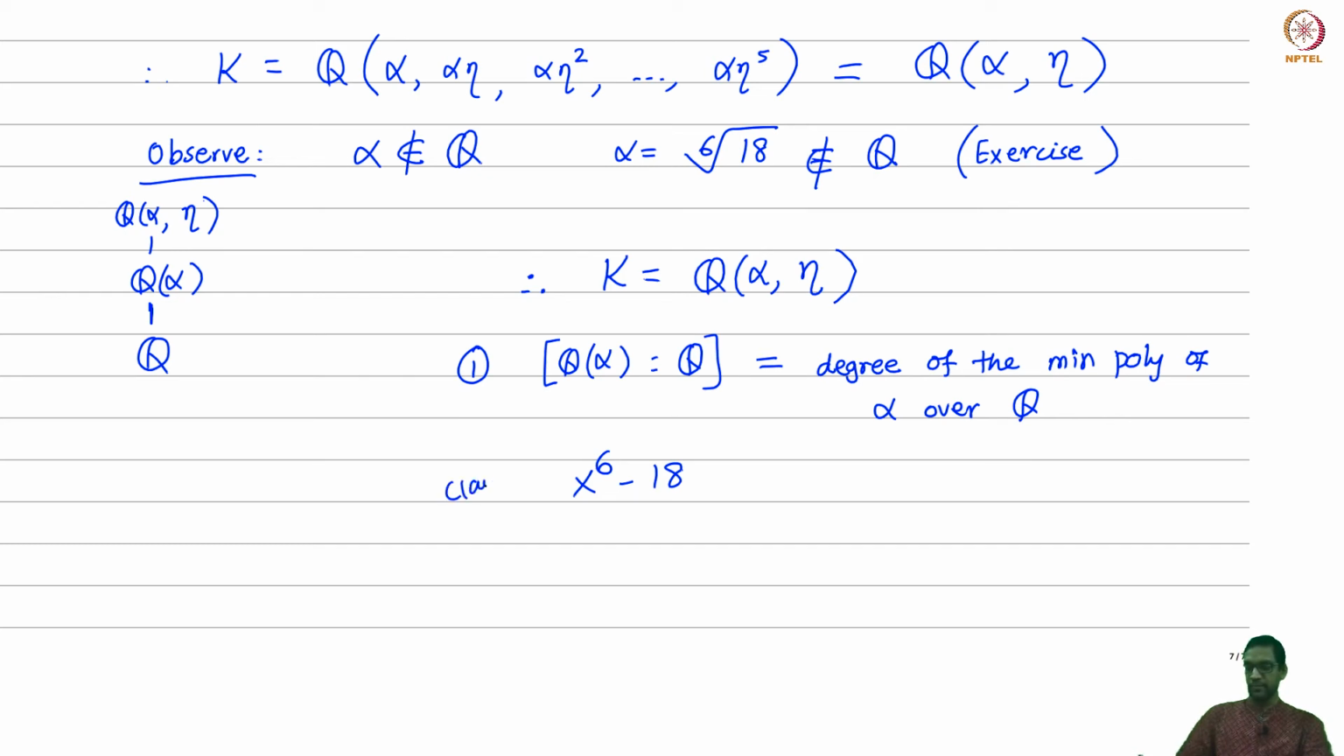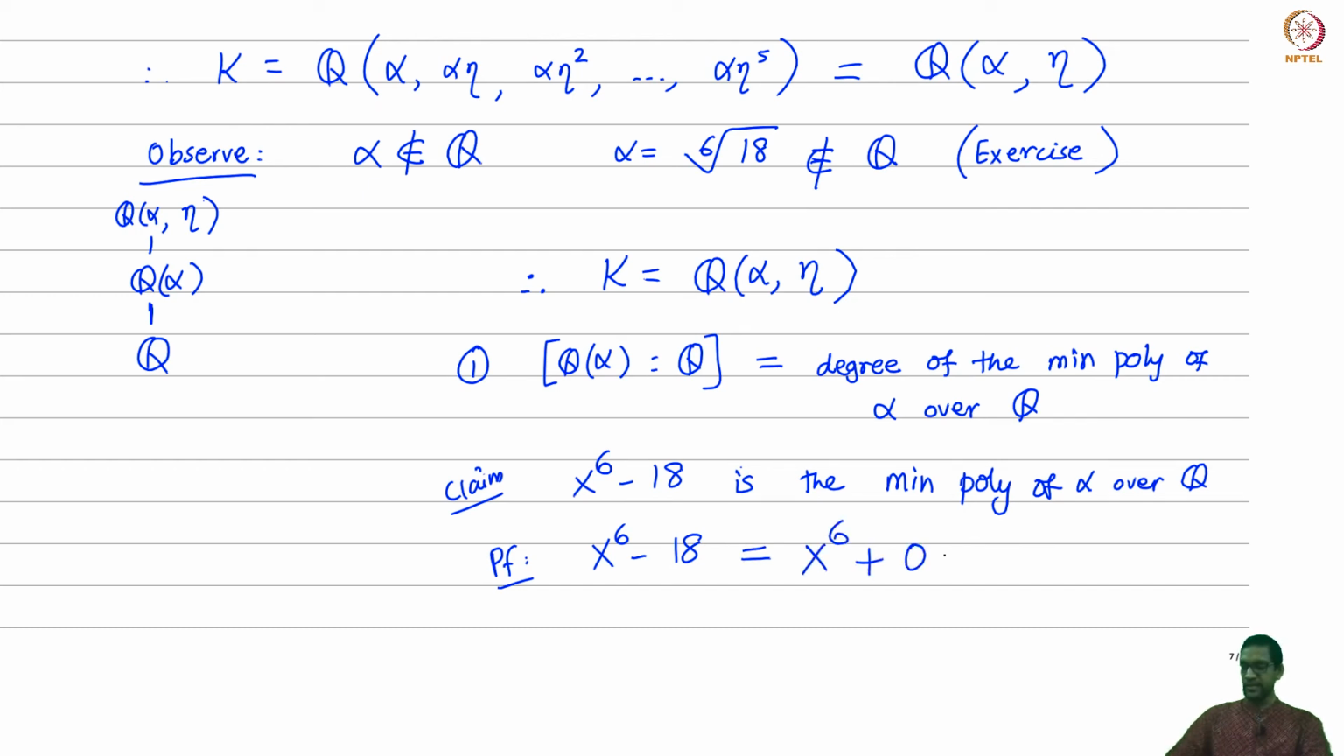I claim this is the minimal polynomial of alpha over Q. Why is this? Well, all I have to show is that this polynomial is irreducible, because I already know that alpha is a root of this polynomial. So for the proof, I just need to show this is irreducible. x to the 6 minus 18 I claim is irreducible by a simple application of Eisenstein's criterion.